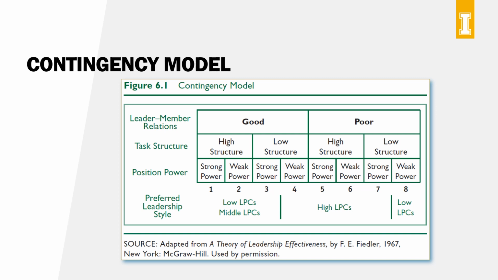This model shows us how the contingency model works. People who are task motivated, or have a low LPC score, will be effective in both very favorable and very unfavorable situations that are really out of control. Relationship motivated or high LPC scores are effective in moderately favorable situations, where there is some degree of certainty, but things are neither completely under their control nor completely out of their control. A criticism is that there's not really enough reasoning as to why.